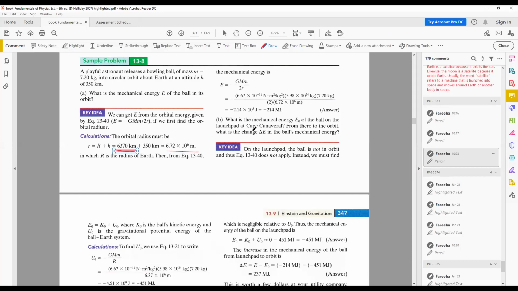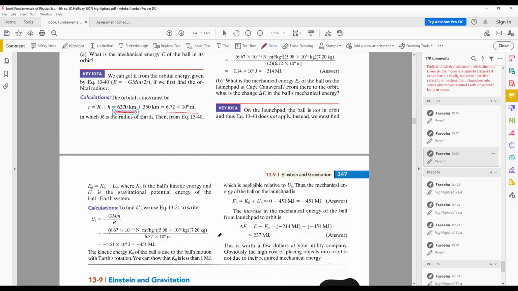Okay, so the second part is, what is the mechanical energy E naught of the ball on the launch pad at a certain point, let's say Cape Canaveral. From there to the orbit, what is the change delta E in the ball's mechanical energy? In this case, we use the formula where the total mechanical energy is the sum of the kinetic energy and the potential energy, right? So the kinetic energy and the potential energy will both contribute towards this system. We have the formulas for each of them.